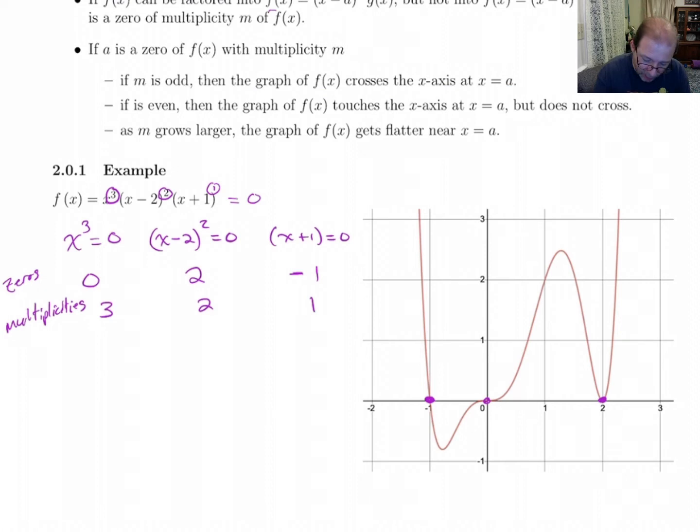Now if you have even multiplicity, the graph is going to touch the axis there, but not cross. It's going to touch and turn away. And that's what happens over here at this one. The multiplicity is 2, and it touches and turns away. The other thing is, the larger the multiplicity is, the flatter the graph is at that 0. And you can see that here. This has a multiplicity of 1, and this has a multiplicity of 3. The multiplicity of 1, it just shoots straight through. Multiplicity of 3, it flattens out.